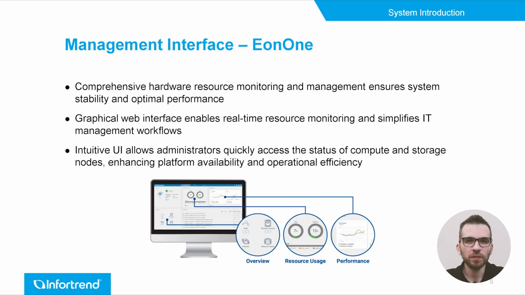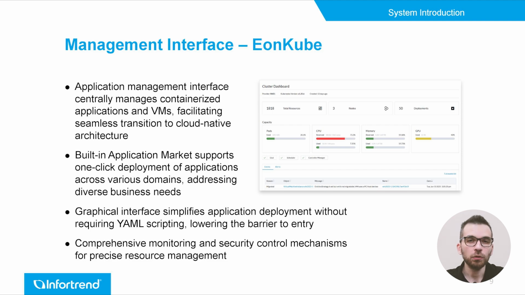Eon One is the unified management interface for IEC. It provides real-time visibility into hardware resources through a graphical, web-based dashboard, making it easy to monitor system status, performance, and health. Eon Cube is the application management layer of IEC, designed to simplify and streamline operations in a cloud-native environment. It centrally manages both containerized applications and virtual machines, making hybrid workflows easy to run and maintain.